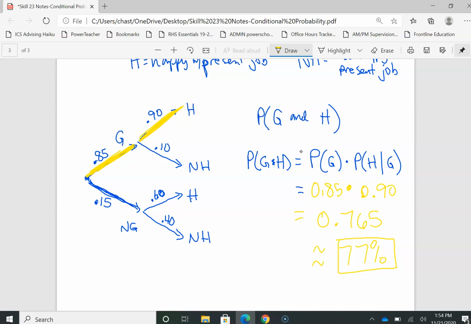If I had asked you what's the probability that you didn't graduate high school and are happy with your job, the probability would be the probability you don't graduate, 0.15, multiplied by the probability that you're happy, which would be 0.60. So you could figure out the probability that we pick a junior who is not a graduate and is happy. This tree diagram can help us answer a lot of questions. But I'm going to leave it here and let you do some practice.